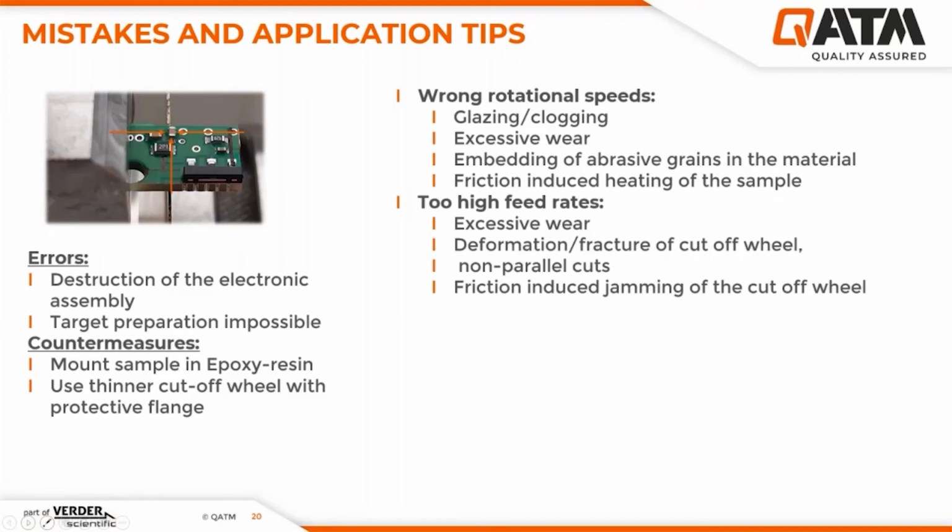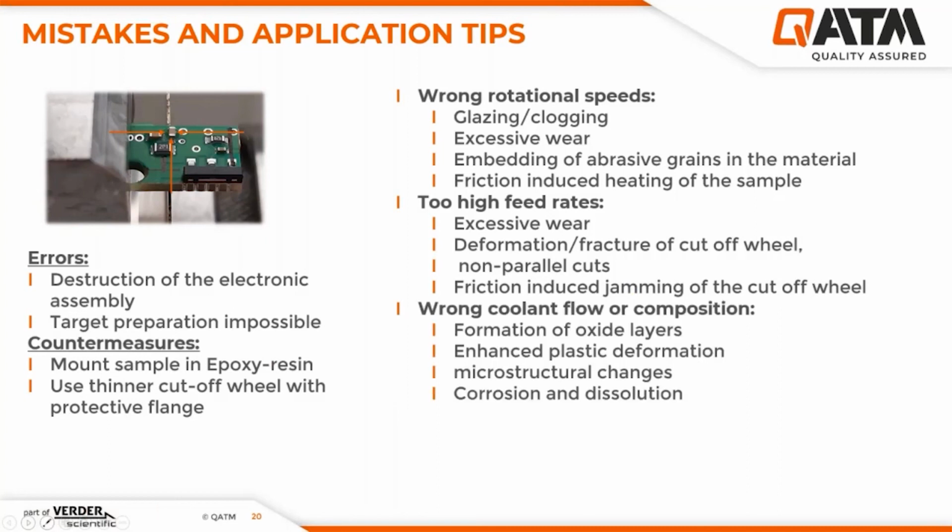The same goes for too high feed rates, where we also additionally see the deformation or fracture of the cutoff wheel and of course the runout that may occur, as well as the friction-induced jamming of the cutoff wheel in the sampled cross-section. The wrong coolant composition or wrong coolant flow rate may lead to the formation of oxidic layers on the part surface. It may also enhance the plastic deformation during the cutting process and lead to microstructural changes.